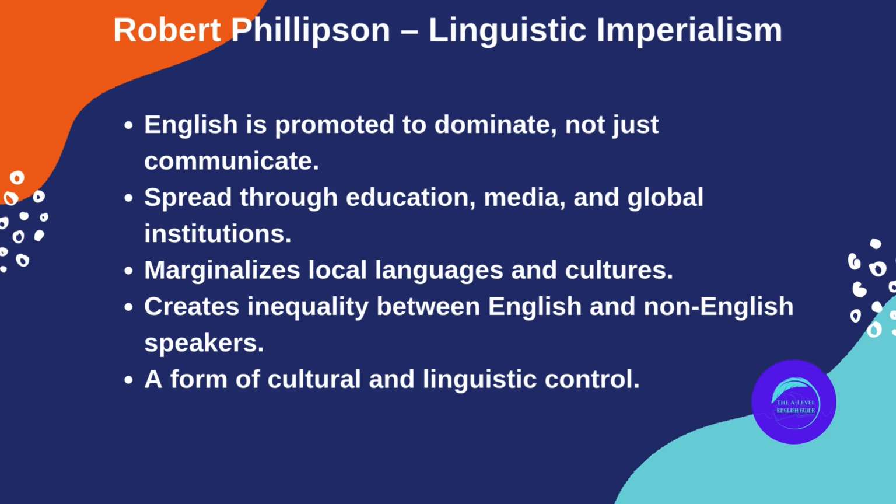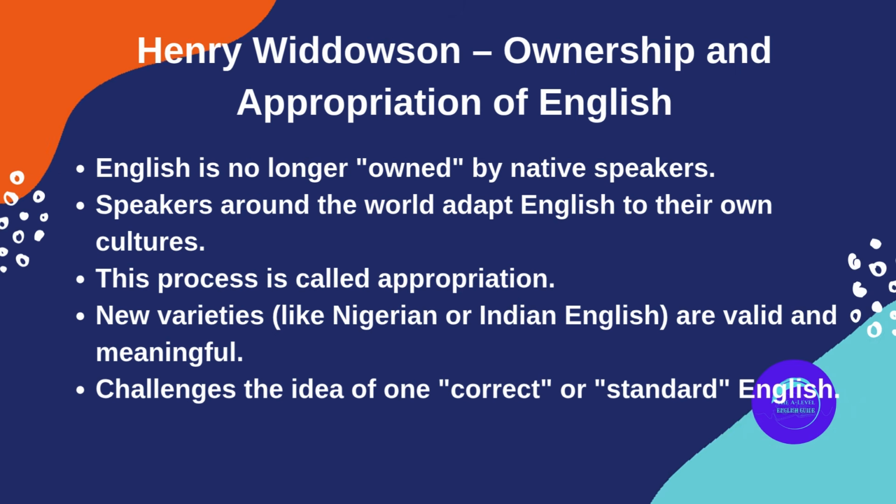Now let's turn to a more critical perspective. Robert Phillipson's theory of linguistic imperialism argues that the spread of English is not neutral or innocent. It's a form of cultural domination. He claims that English has been deliberately promoted by powerful nations to suppress other languages and strengthen political and economic influence. This often happens through global education systems, where English is made the language of opportunity. Phillipson warns that this reinforces inequality and creates linguistic hierarchies where local languages are devalued and English becomes a gatekeeper to success.